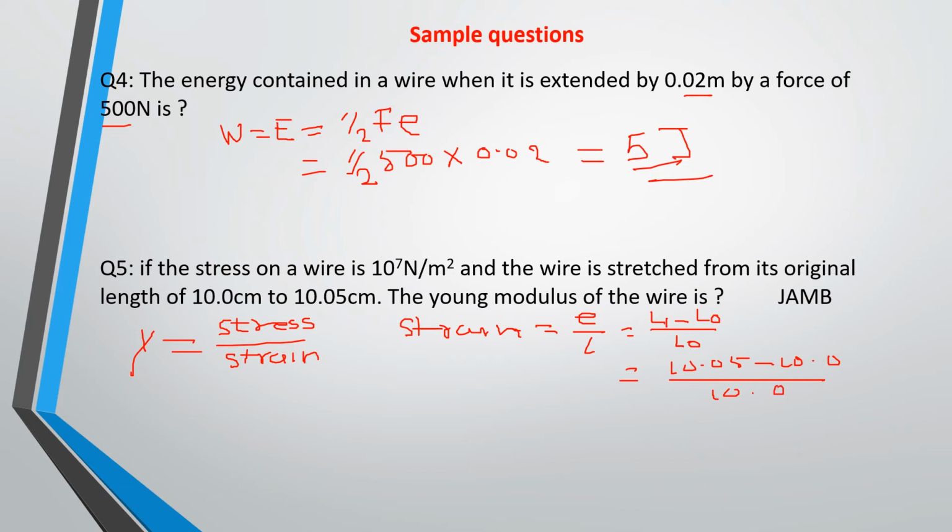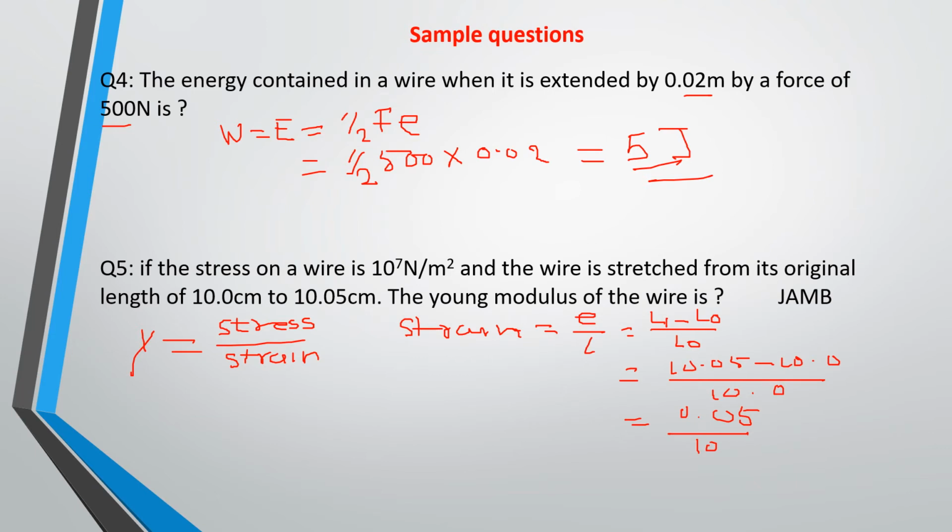Okay, so from here we can get our strain. Just do that subtraction to get your strain. That will give us 0.05 all over 10.